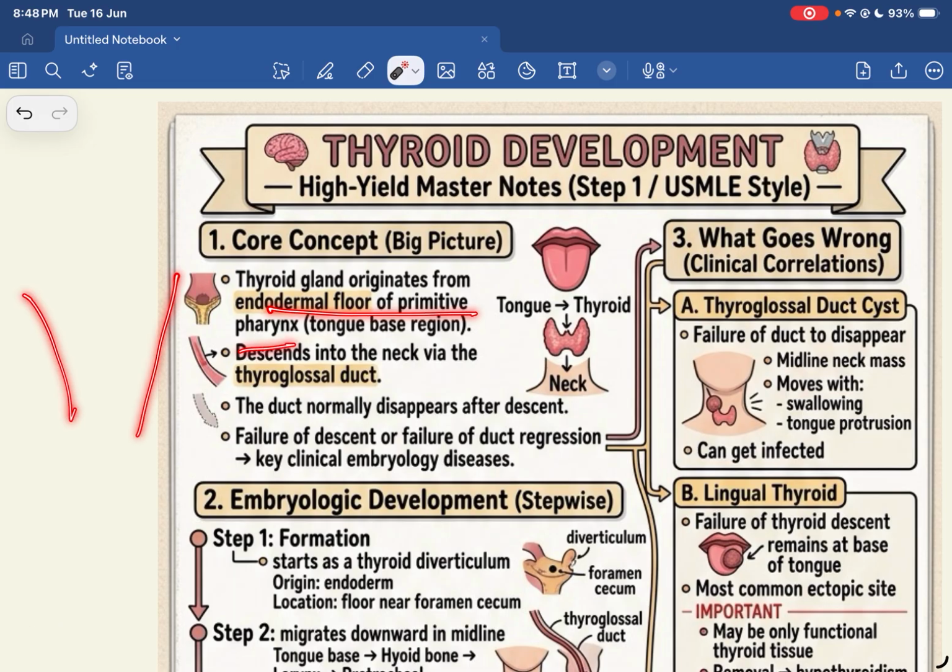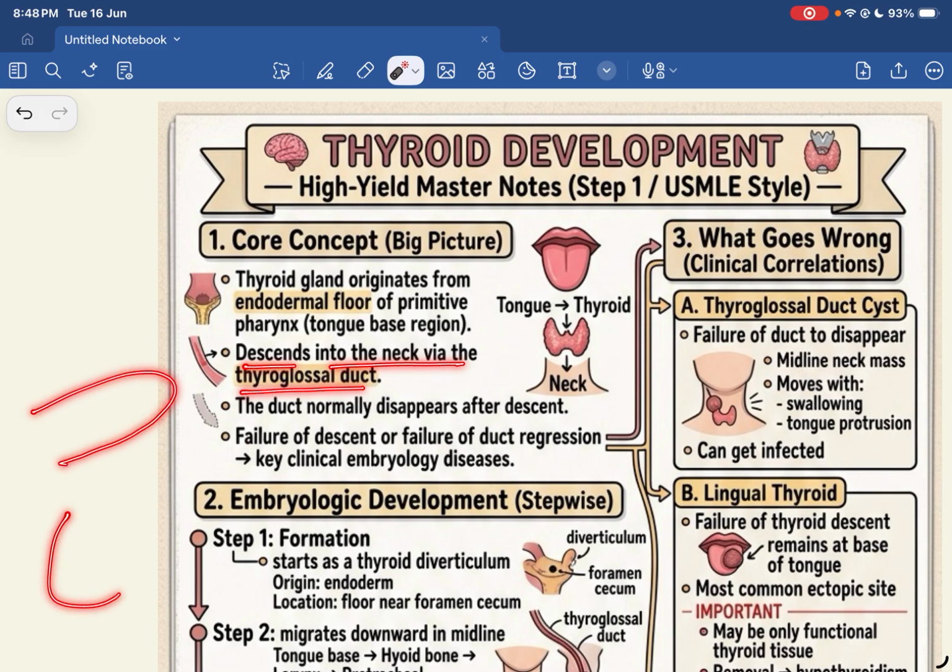So this is the primitive pharynx. This is where the endoderm is present, and then there is going to be a diverticulum because of the endodermal proliferation. What it does is that it descends into the neck via the thyroglossal duct. So, base of the tongue. You can see the thyroid gland is here. It starts to descend, and it is connected to the base of the tongue with the help of the thyroglossal duct.